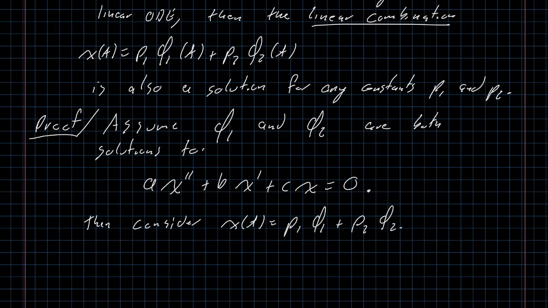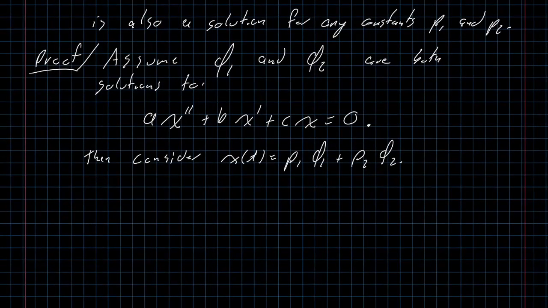And then let's consider x of t equals p1 phi1 plus p2 phi2. We can differentiate x prime of t. Well, derivatives of linear combinations work really nicely. You take the derivative of each function in turn. P1 is a constant. When you're taking the derivative of a constant times a function, the constant in front stays the constant in front. And then we'll have phi1 prime, and we'll have p2, and we'll have phi2 prime.